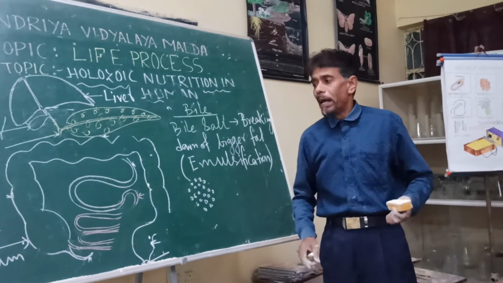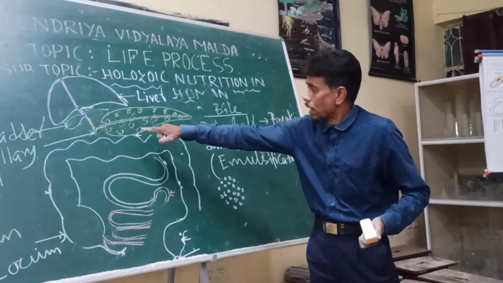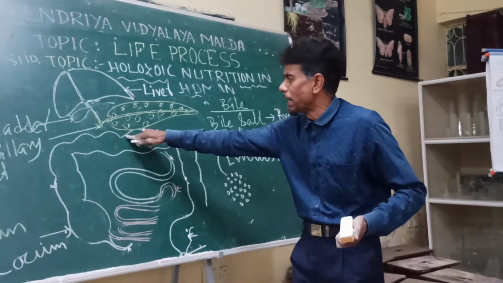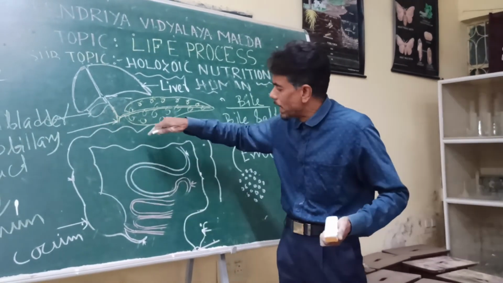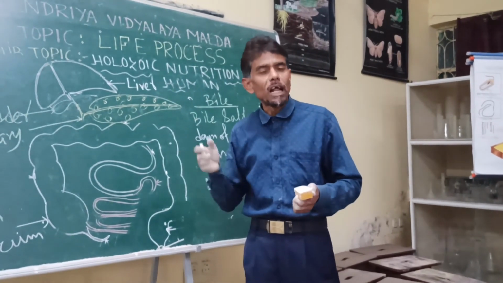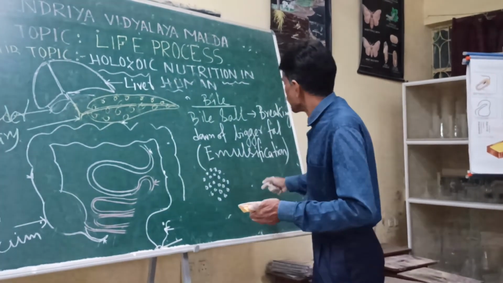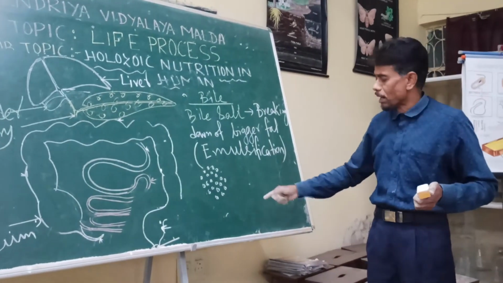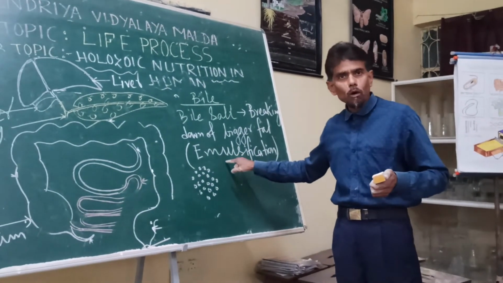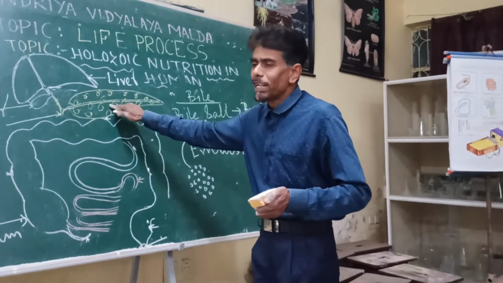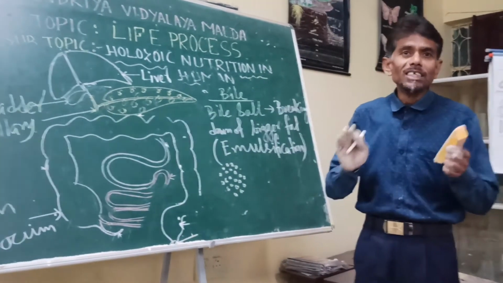And bile helps in converting the acidic chyme. Acidic chyme is the acidic food coming from the stomach and entering into the small intestine. Bile helps convert it into slightly alkaline so that the bile salt can work upon it and convert it into small pieces, called emulsification.